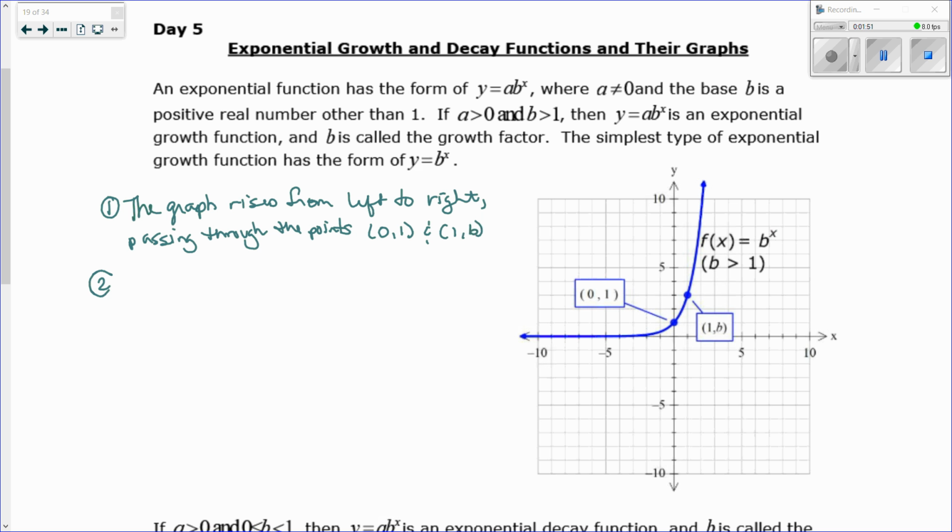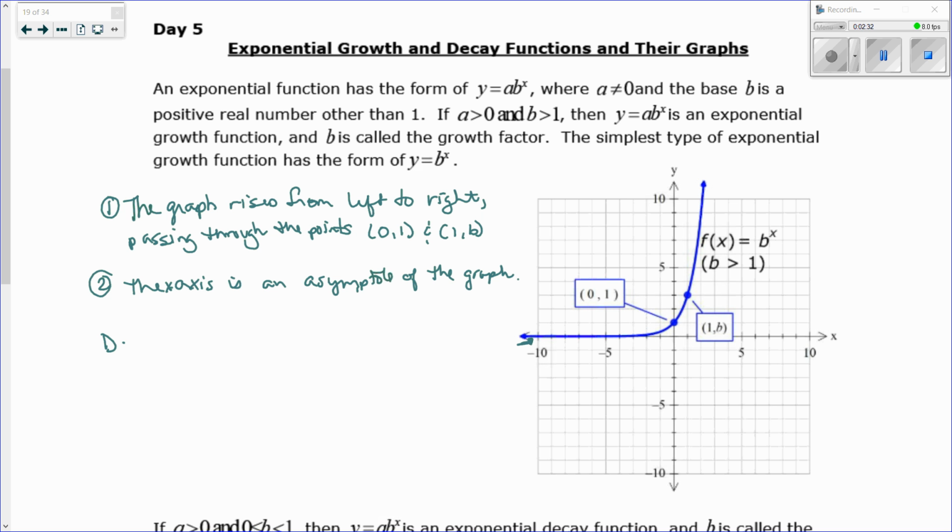2, the x-axis is an asymptote of the graph. Okay, so that means that the graph is going to get really close to the x-axis, which is right here, but not ever really touch it.